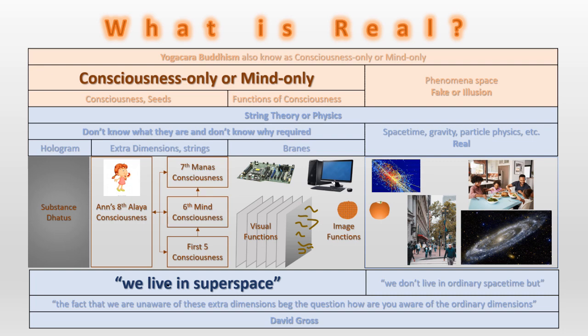So, let us use a computer as an example. All the images that are shown on the screen are not real. The real ones are the computer and its motherboard, and of course its screen. Therefore, Yogacara Buddhism is called consciousness only or mind only. On the contrary, string theorists or physicists are more interested in the phenomena space with ordinary space-time, gravity, quantum theories, and particle physics.